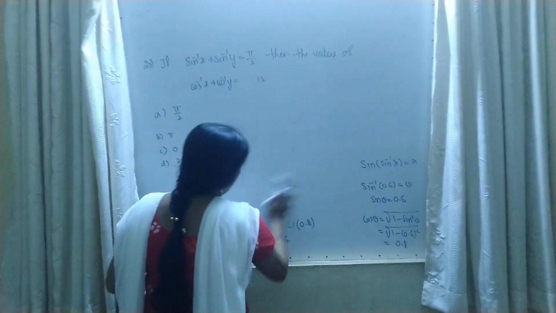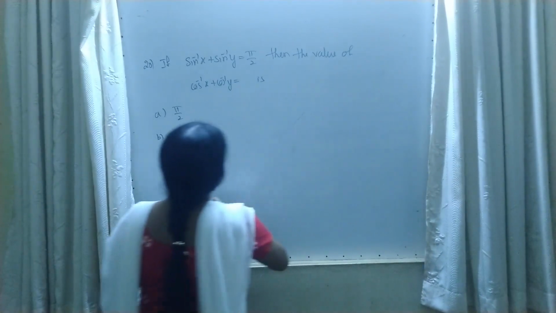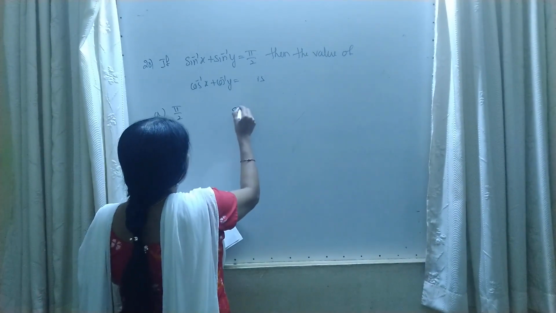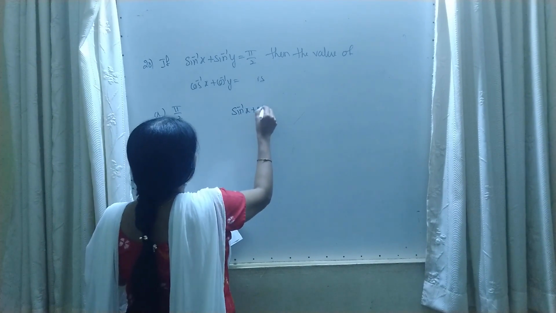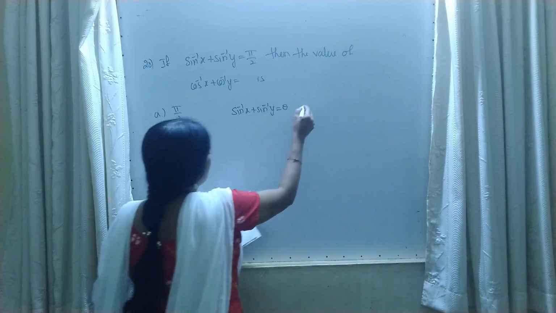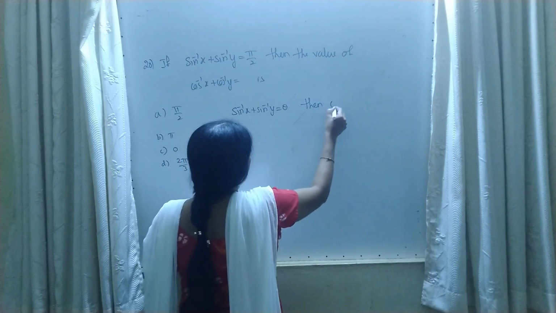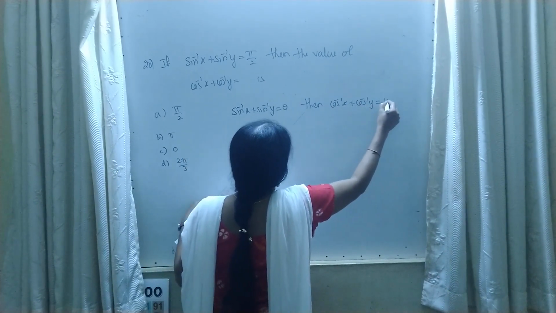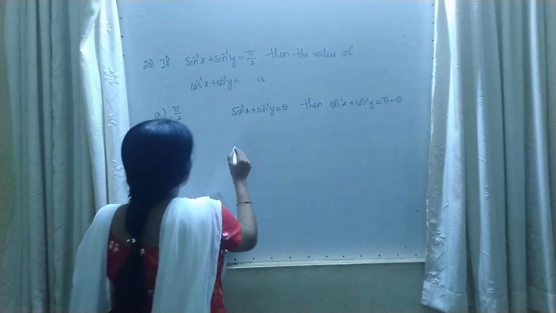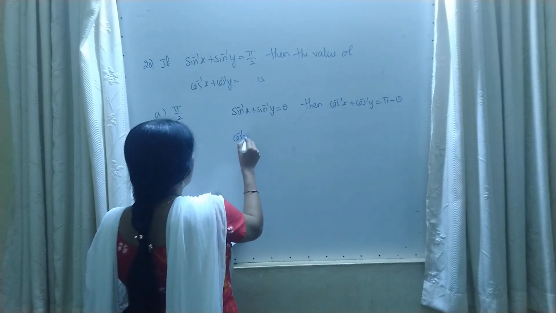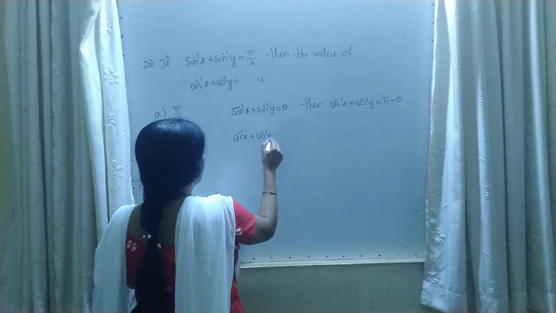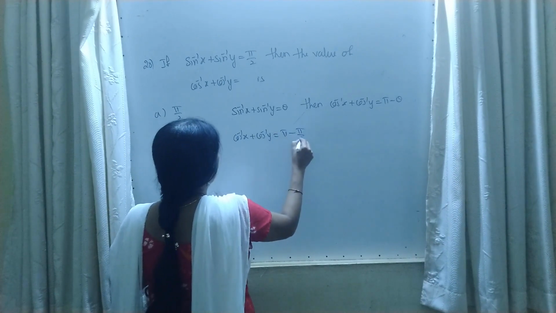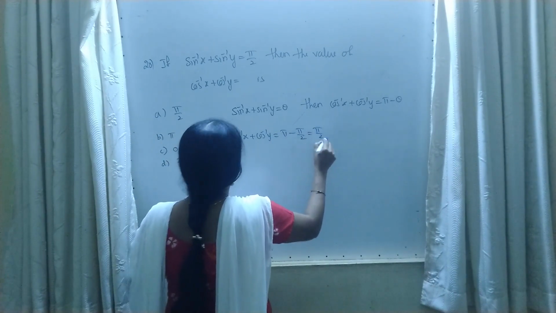I am explaining both the methods. One is the formula. That formula is, if sine inverse x plus sine inverse y is equal to theta, then cos inverse x plus cos inverse y is pi minus theta. So when you apply that, cos inverse x plus cos inverse y is pi minus pi by 2. Answer is pi by 2.